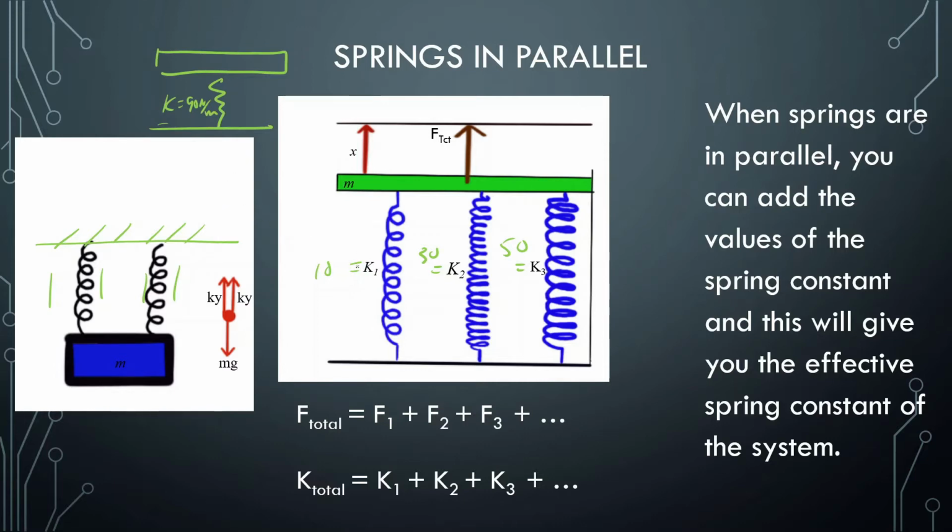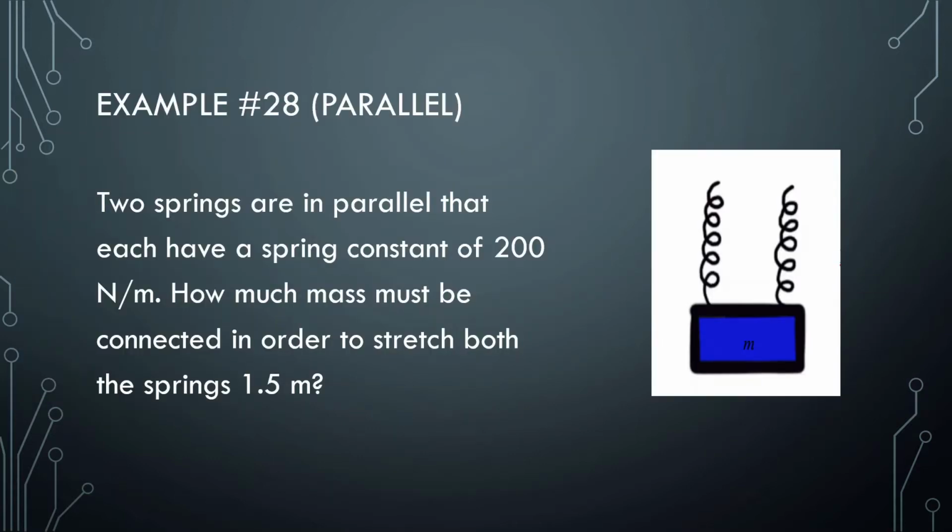Okay, so it's pretty simple. Whenever we have springs in parallel, we can just add up the K values and then we could treat the problem very similarly. Let's try an example though, just in case it might be a little confusing. Two springs are in parallel that each have a spring constant of 200 Newton per meter. How much mass must be connected in order to stretch both the springs 1.5 meters? So this one's 200 Newton per meter, and this one's 200 Newton per meter. Like I just said, we could treat this as if it's just one spring. Oh, it's not oscillating actually, it's just in order to stretch it 1.5 meters. How much mass? Oh, we need to find what the mass is.